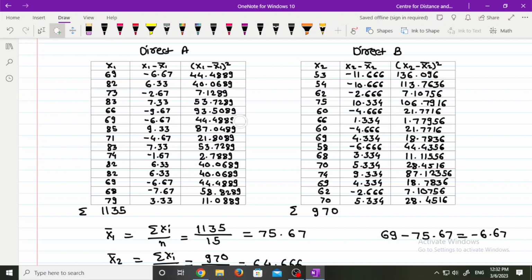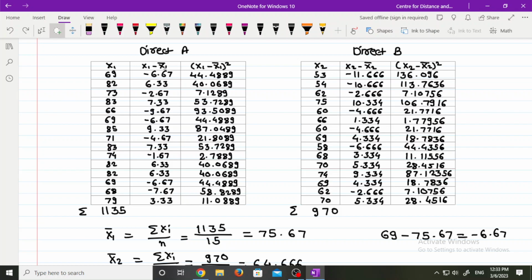Then in the next column, we have to find x1 minus x1 bar, whole squared, that is minus 6.67 squared, and the square of minus 6.67 is 44.4889. Similarly, the square of 6.33 is 40.0689. Similarly, find all the squares of x1 minus x1 bar.